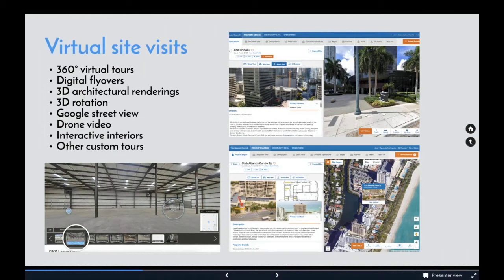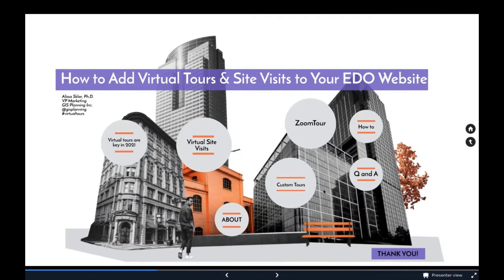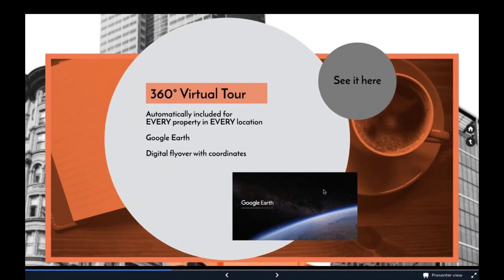It can be 3D architectural renderings. It can be other image files, 3D rotation. Google Street View is something that we're providing. But if you have drone video, Matterport, interactive interiors, immersive video, and other kinds of custom tours, then that's really easy to add. And that's additional information that you or your brokers or your property developers are able to integrate in there to help inform and engage. And it really makes for beautiful property reports, something that's easy to do.